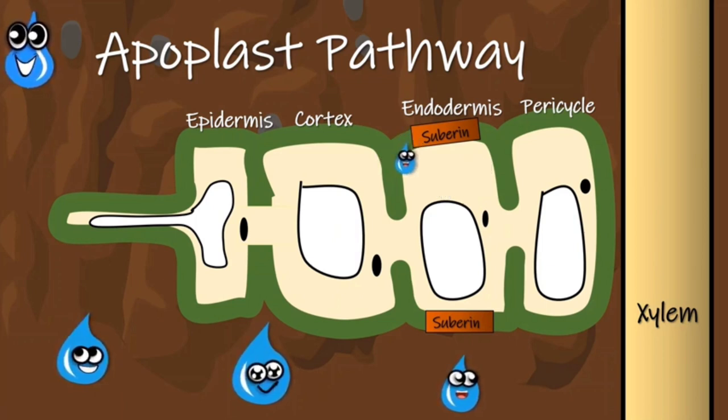Since the apoplast pathway cannot continue further due to the Casparian strips, the water molecules are pushed into the cytoplasm and they continue their movement using the symplast pathway to reach the stem and leaves of the plant.